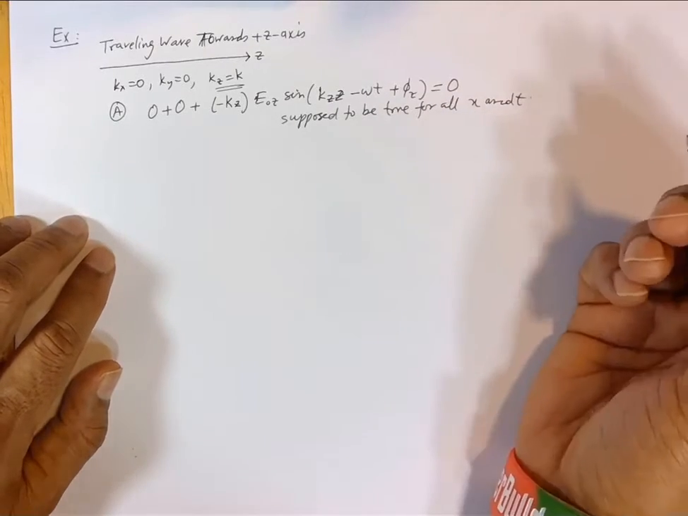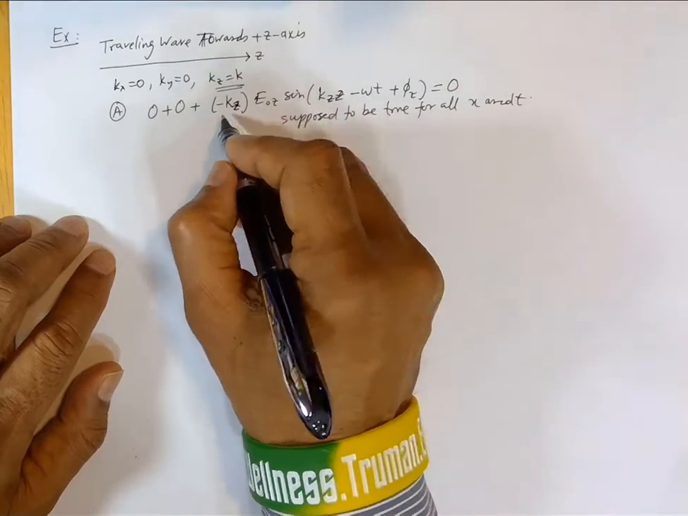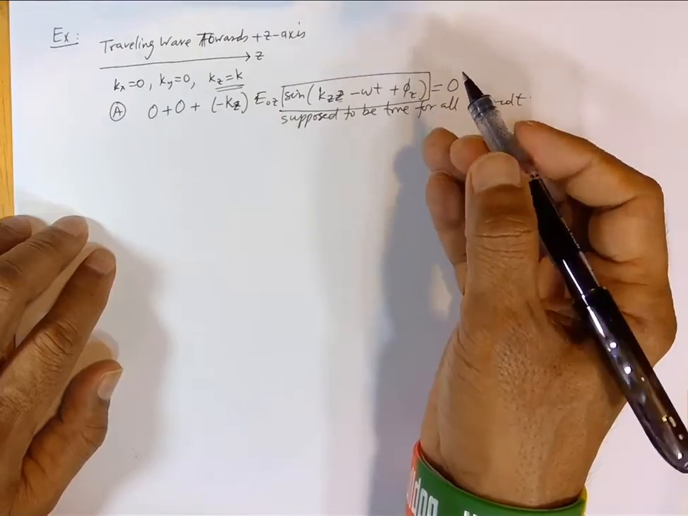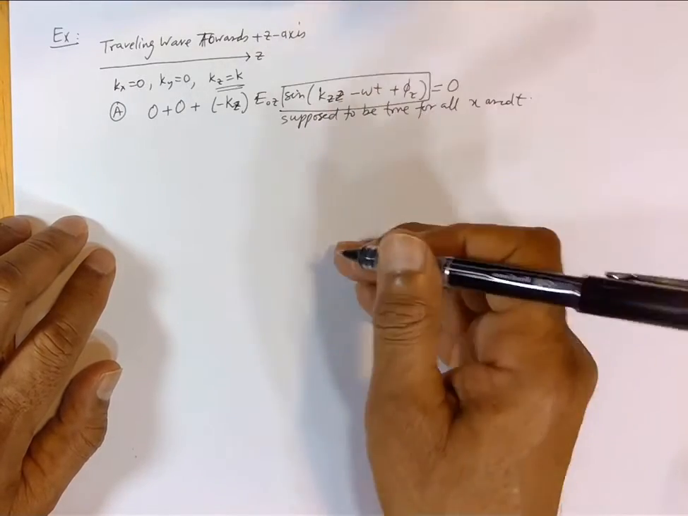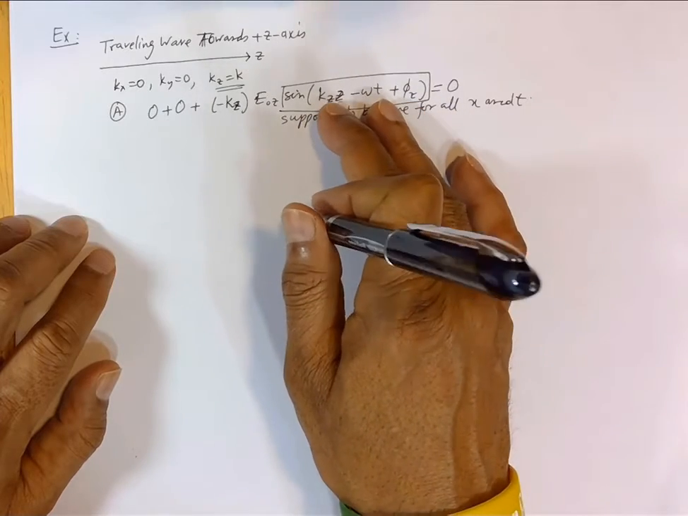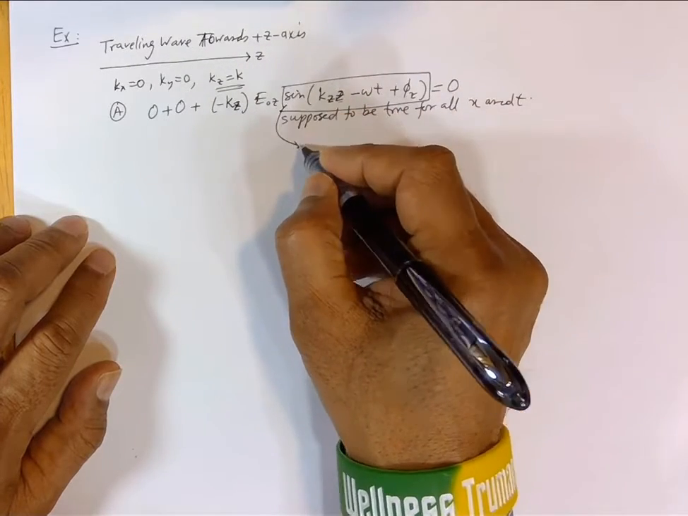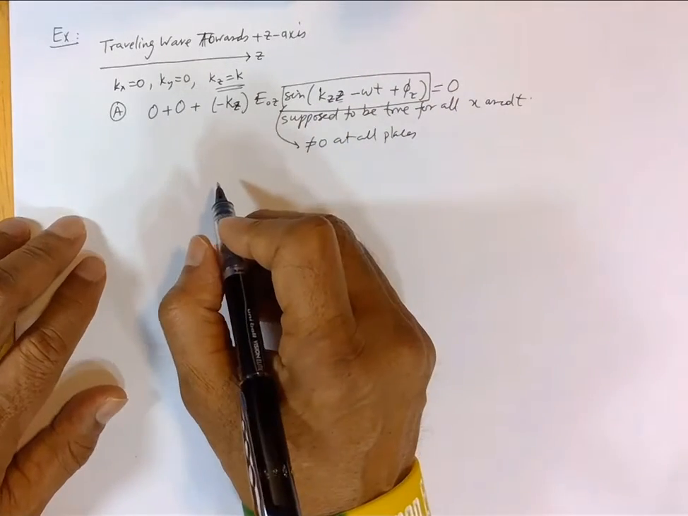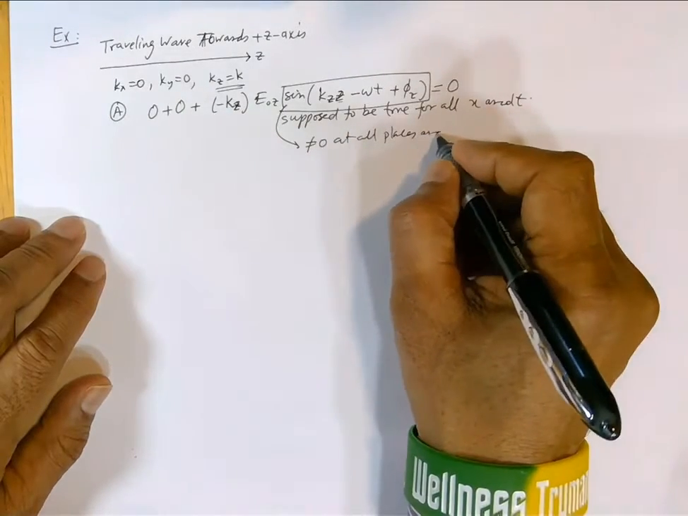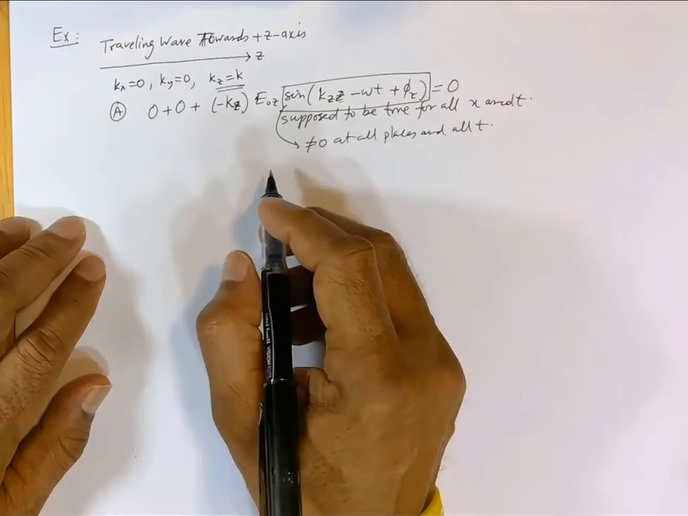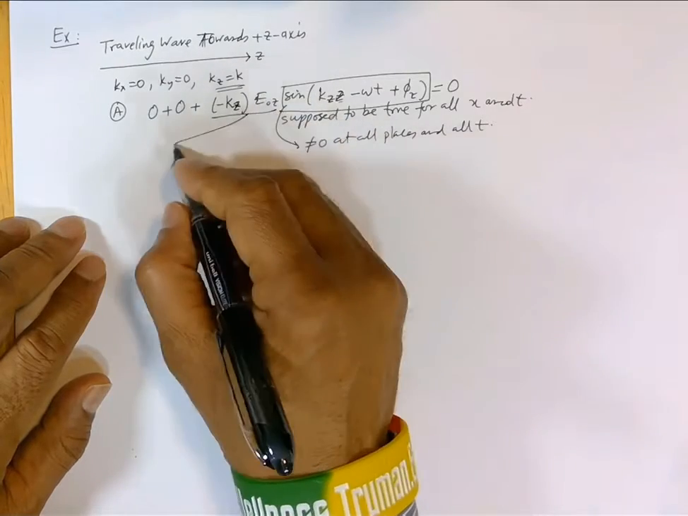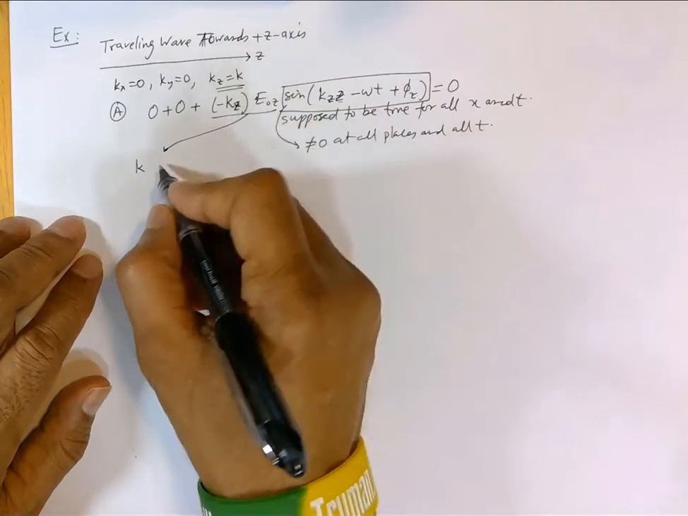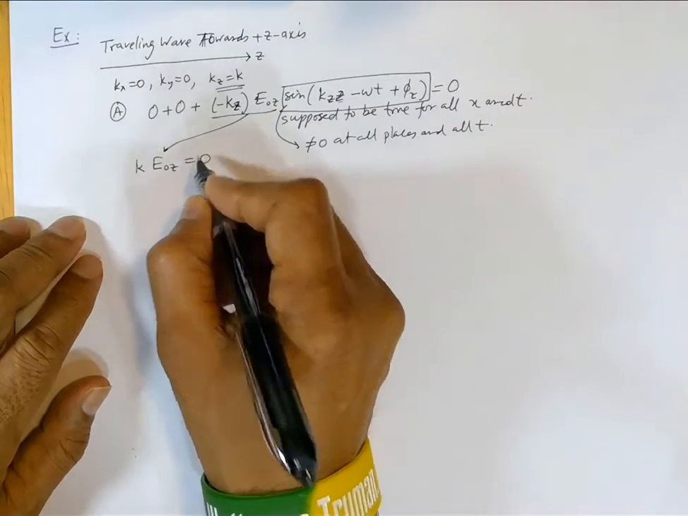Okay, well, think about it. This stuff may be 0 someplace. Sine will have to go to 0 and be between 1 and -1, but it's not going to be 0 at all places. So rule that out. This is not 0 at all places, and all t, okay? So it has to be the product of this to be 0. So I have a k, let's call this guy k. K times E0z has to be 0.